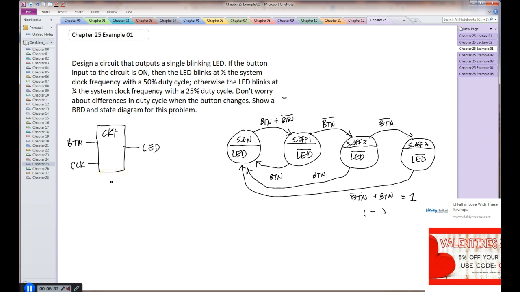When you're doing these problems, always start out with the top level black box diagram. If in doubt, don't get stuck. Start plopping down states and filling them in. You don't have to make it complete the first time through. What you have to do is by the time you're done with it, it needs to be complete, which is what we did.